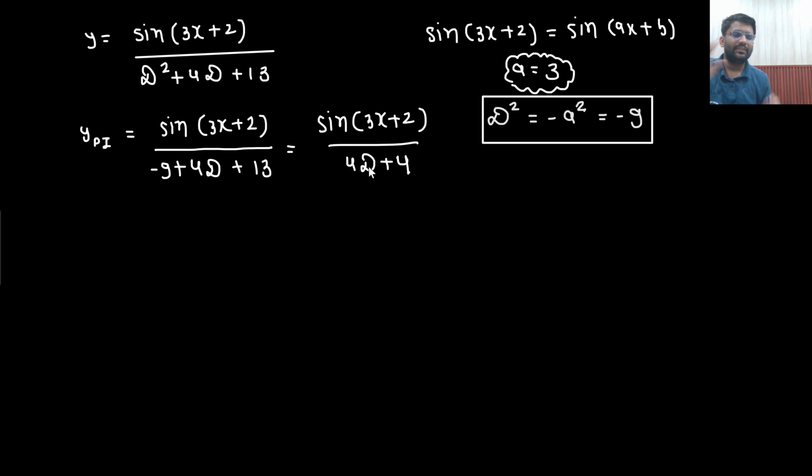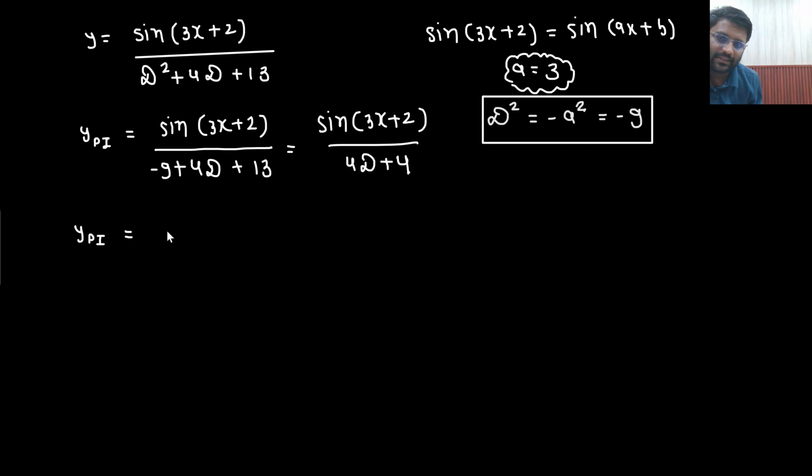Now sir, there is still D left. The particular integral should be a function of x, there should not be any term of D. So sir, D square is minus 9, so can I replace D with minus square root of 9? No, this is something you will not do. Only D square will be replaced with minus 9. It is not a function of x, so I will not write it as a function of x.